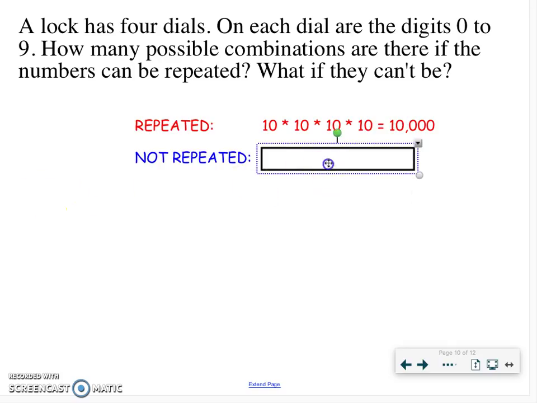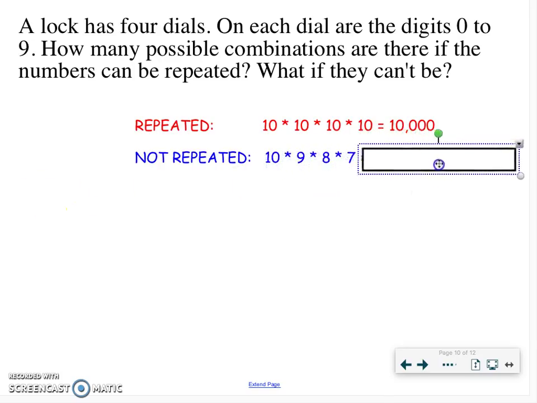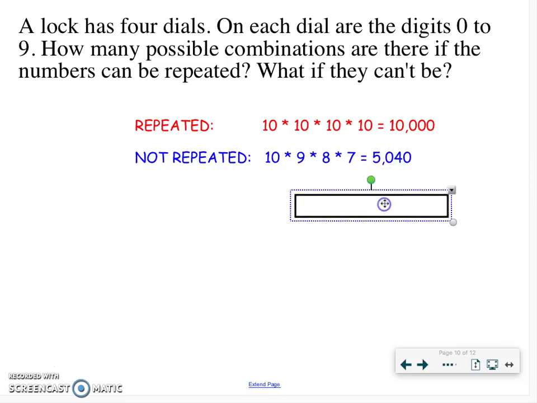And if they're not repeated, you just have to take 1 away each time. 10 times 9 times 8 times 7, which will give you 5,040. And that is it for the notes for today.